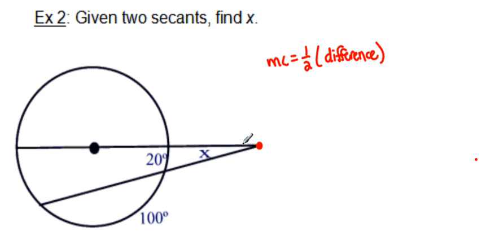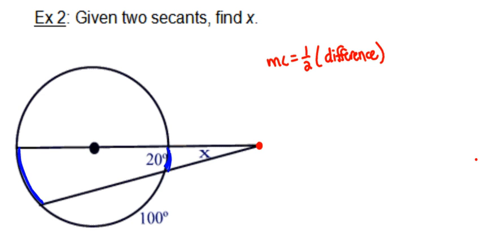So if I look here, I've got 2 arcs that are cut off by this angle. I've got a blue arc there that's in between the 2 sides of the angle, and a blue arc over here that's in between the 2 sides of the angle. The smaller arc I know, the larger one is going to be a little bit trickier.